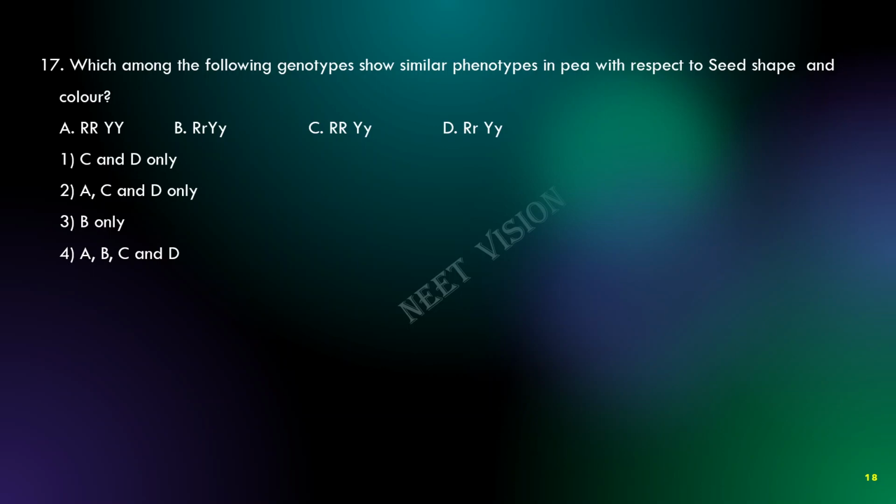Capital R small r capital Y small y is round and yellow, like B, the same as B repeated here. So all the four are the same, right? So A, B, C and D. The fourth option must be the correct one. Let us see the answer.